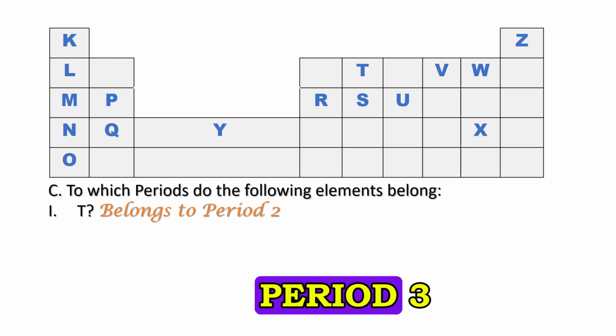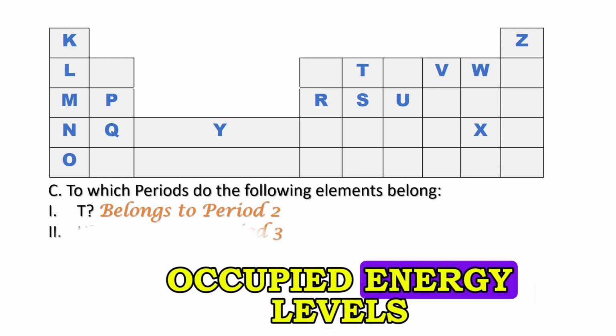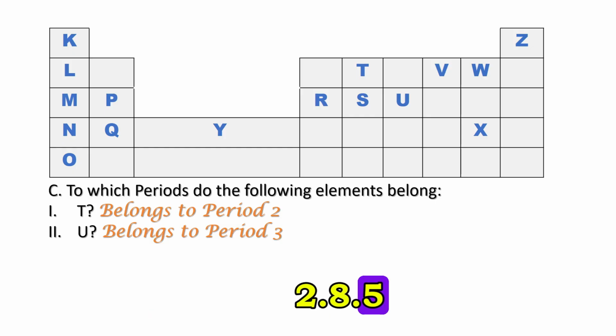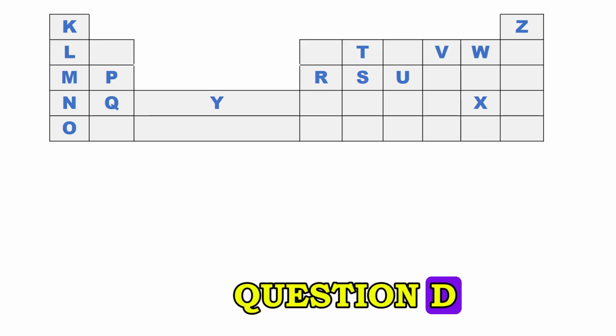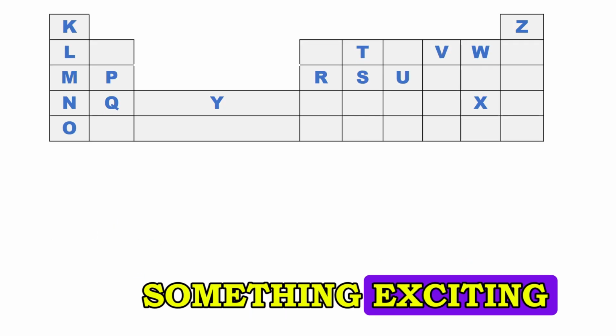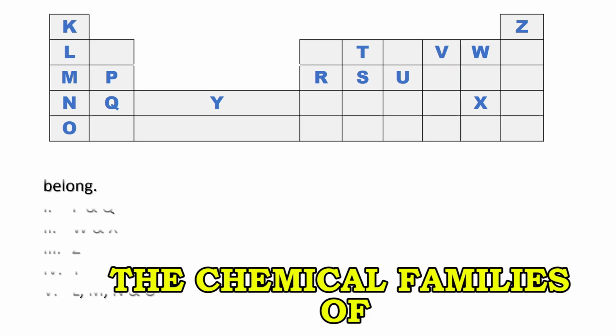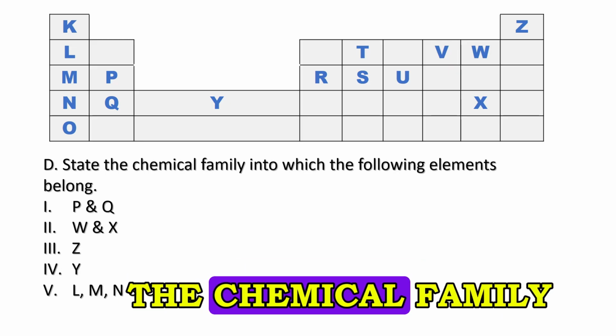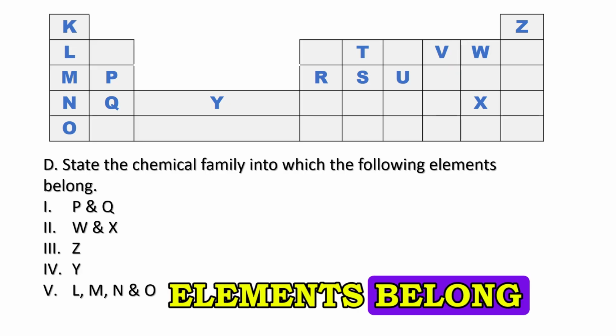Element U belongs to period 3 since it has 3 occupied energy levels, because it has the electron configuration of 2,8,5. Let's now move to question D, and this one introduces something exciting. The chemical families of the periodic table. The question asks, state the chemical family into which the following elements belong.